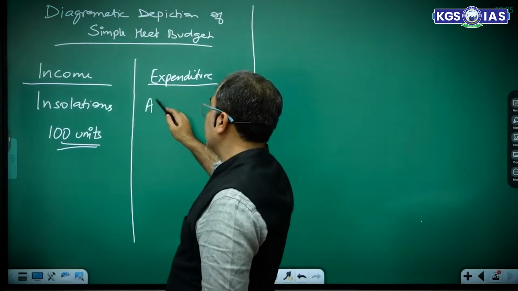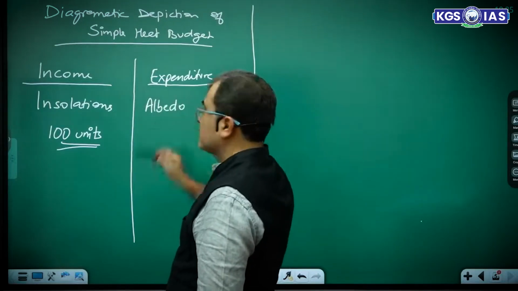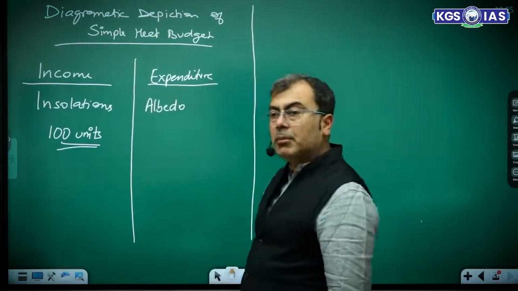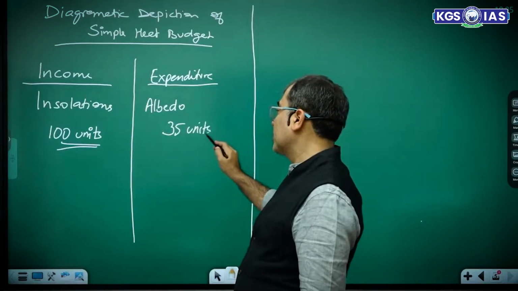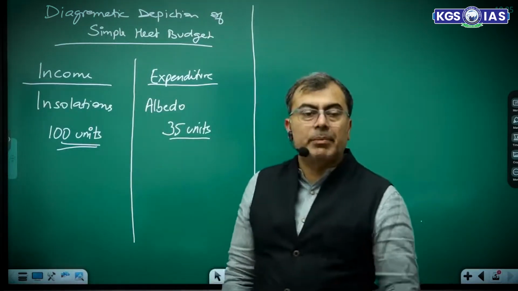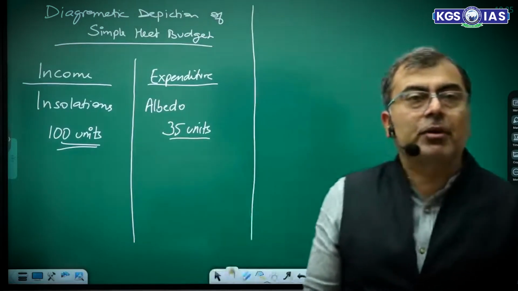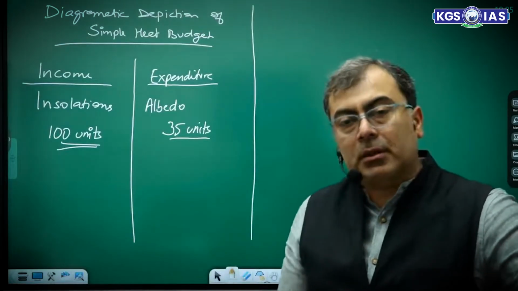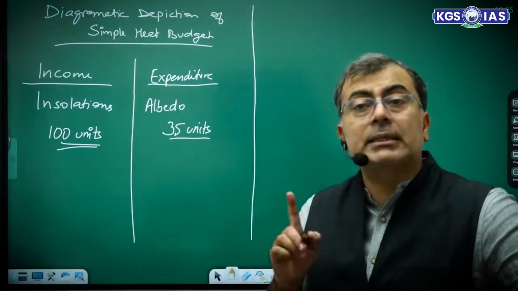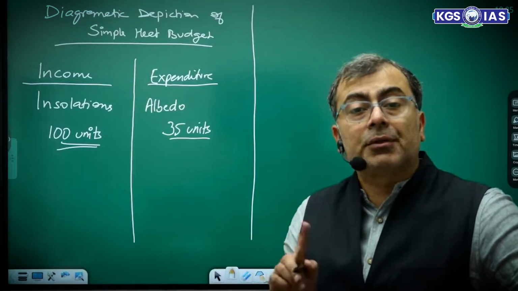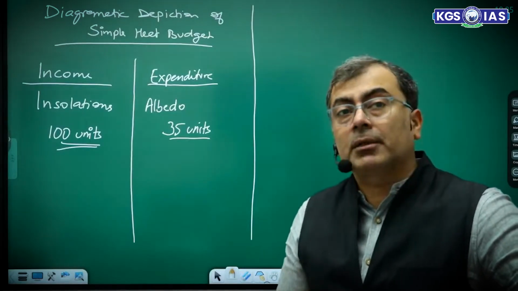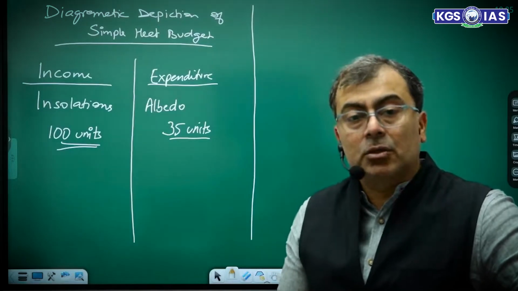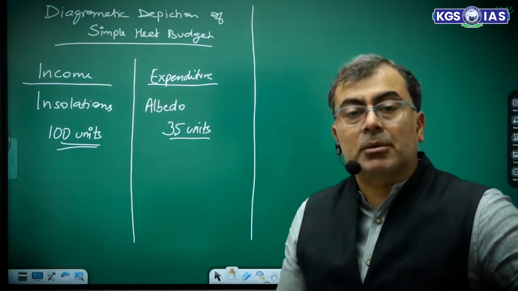First is albedo. Albedo is how much? 35 units. In my example, it is going to be 35 units. So why 35, sir? Remember, the average Earth's albedo is how much? 30 to 40. Is everyone okay? So 30 to 40, that's what we are talking about.